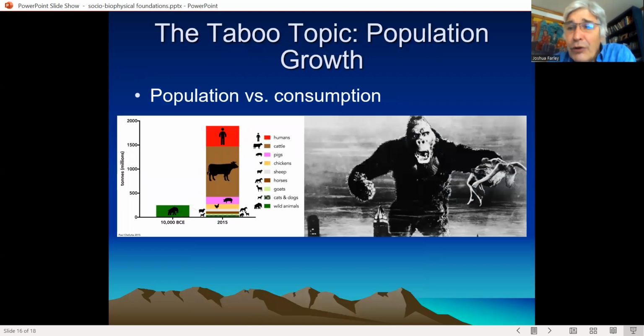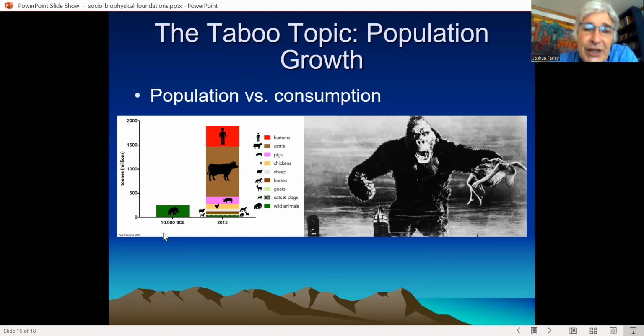So I want to turn now also to the big taboo topic, which is, I find that I'm attacked from both right and left when I talk about it, which is population growth. And here I want to distinguish between population and consumption. So the problem is not too many people, and it's not too much consumption. It's too many people consuming too much. And this is a very, very important phenomenon.